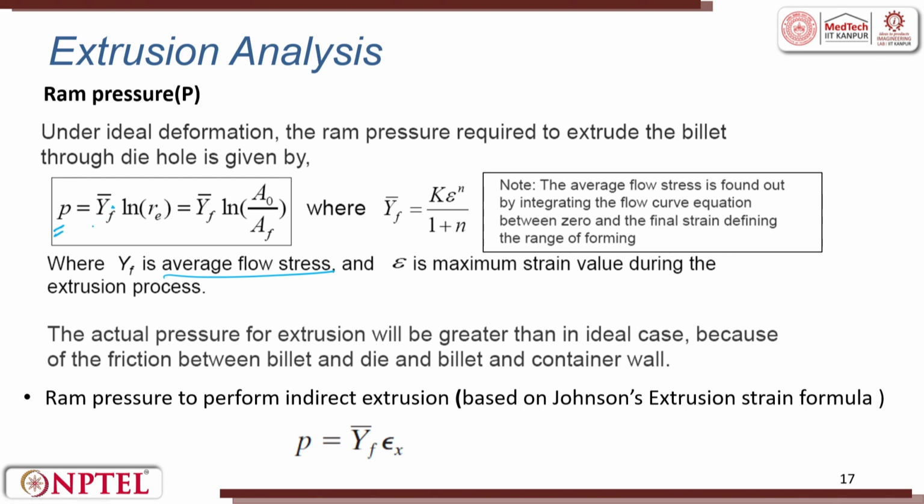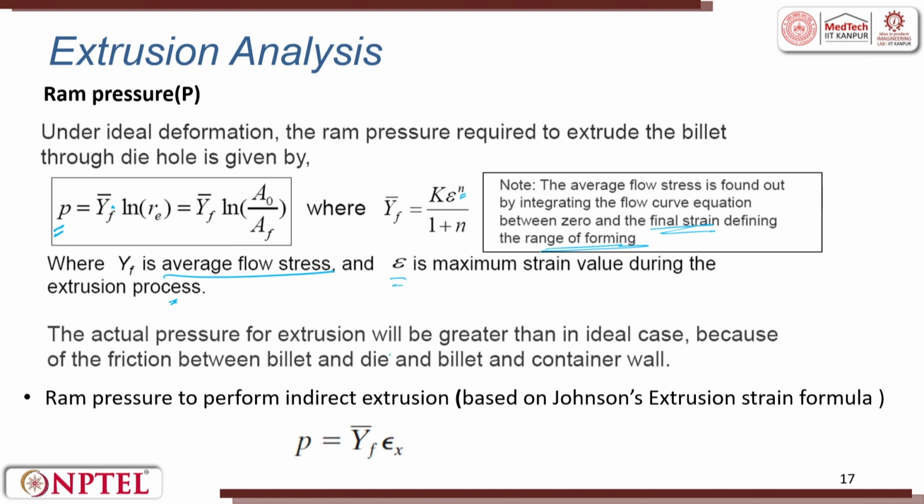Now, how do you find out the average flow stress? The average flow stress is found out by K epsilon to the power n divided by 1 plus n, where epsilon is the maximum strain during the extrusion process, and n is the strain hardening coefficient. The average flow stress is found by integrating the flow curve equation between 0 and the final strain, defining the range of the forming process. Through this we try to calculate the load, but here we also assume that there is no redundancy of work and no friction.